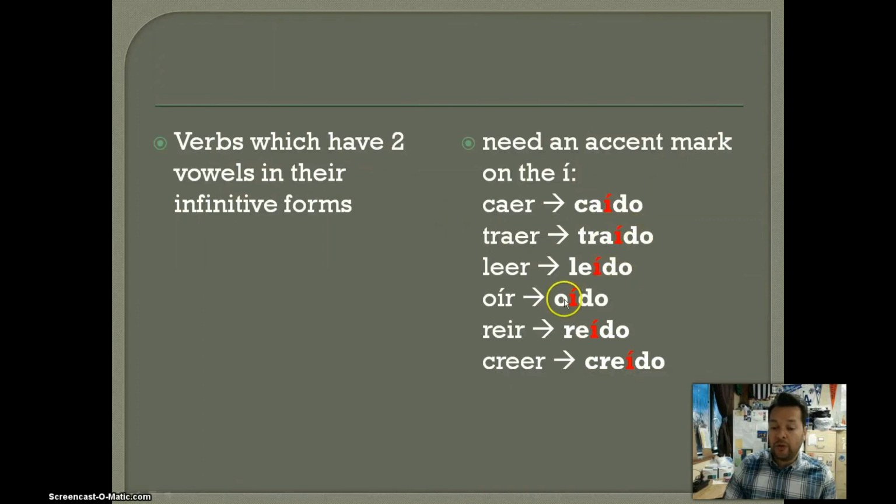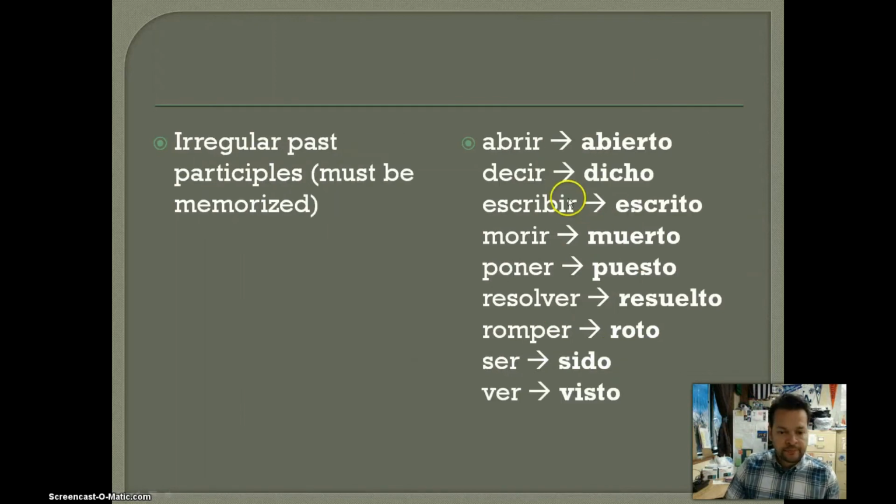Traído, leído, oído, reído, creído. So traer, okay, something that's been brought. Traído, leer, something that's been read. Leído, something that's been heard. Oído, someone who has laughed or something, you know, like making a laughing sound. Reído, and then believe, creído. So once again, the rule for present perfect tense is that these actions may have happened, but sometimes they may have not happened. All right.